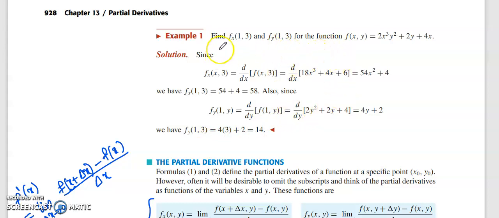So this is the way of finding the partial derivative. According to the definition we just discussed, this is what we call the partial derivative.